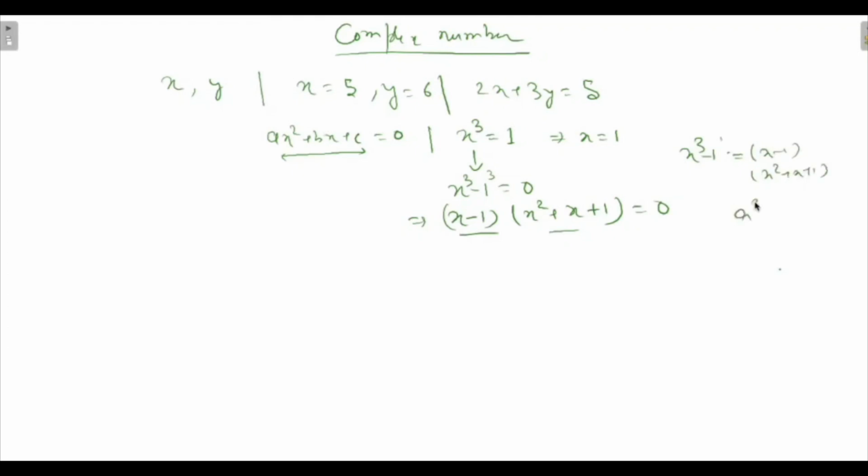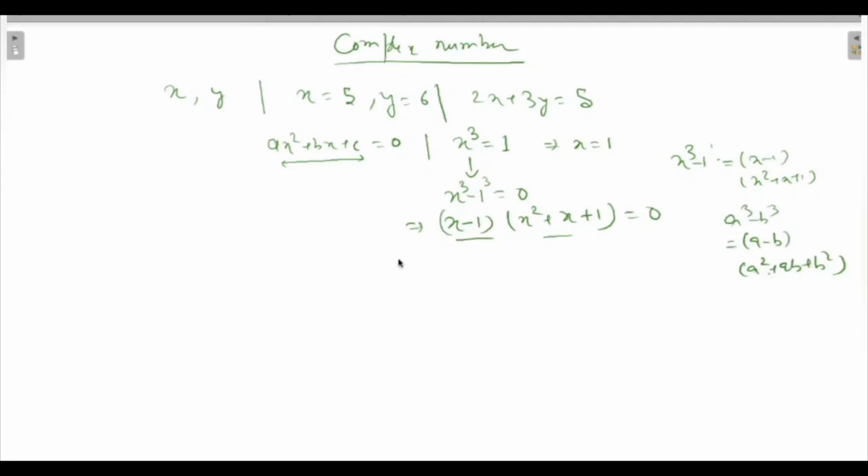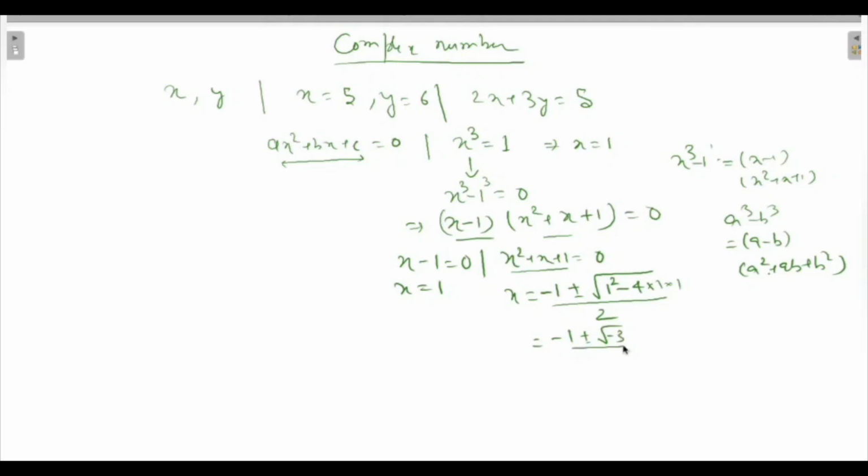Because we know that a cube minus b cube is nothing but a minus b into a square plus ab plus b square. So with this, we used to get x minus 1 equals 0, which gives x equals 1. And then the next one, x square plus x plus 1 equals 0, was a quadratic equation. When you solve it, you will get x equals minus b plus minus square root of b square minus 4ac, that is 4 into 1, divided by 2. That would be nothing but minus 1 plus minus square root of minus 3 divided by 2.